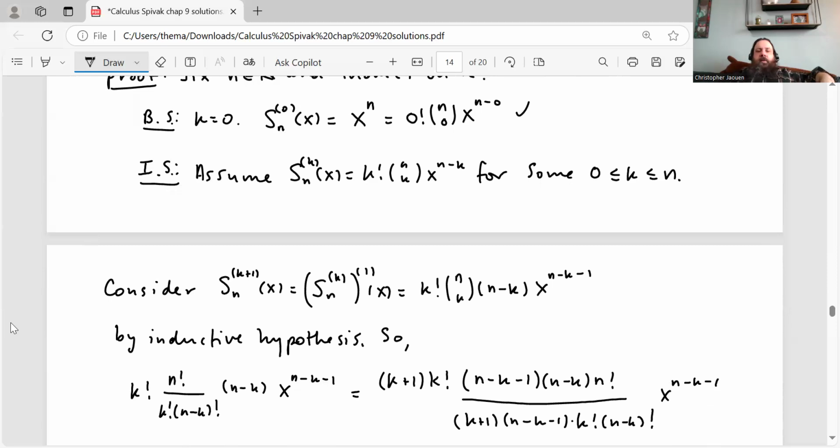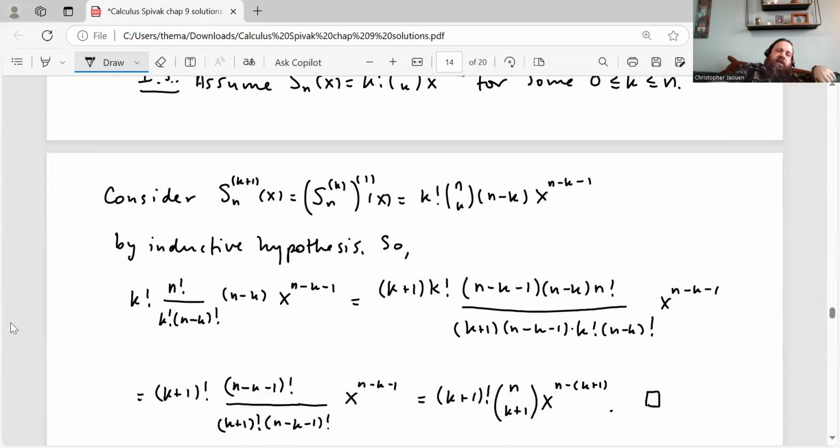Assume the kth derivative of S_n of x is k factorial times n choose k times x to the n minus k for some k greater than or equal to 0 and less than or equal to n, and consider the k plus first derivative of S_n at x. That's the same thing as the kth derivative of S_n prime, right?